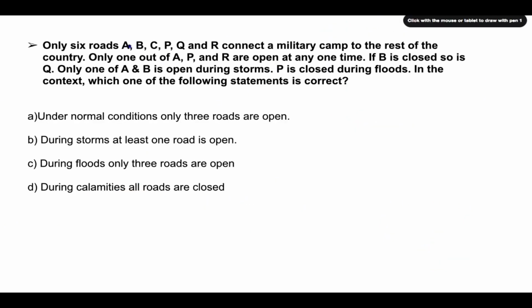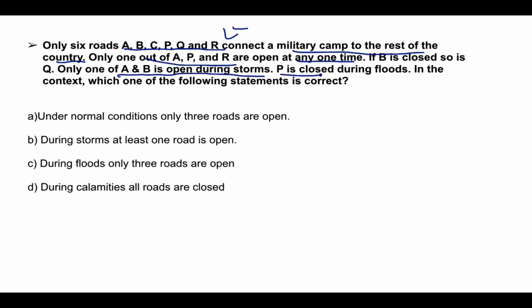So only 6 roads A, B, C, P, Q, R connect a military camp to the rest of the country. Only one out of A, P, R is open at any one time. Okay. If B is closed, so is Q. Only one of A and B is open during storms. P is closed during floods. Which of the following is correct?